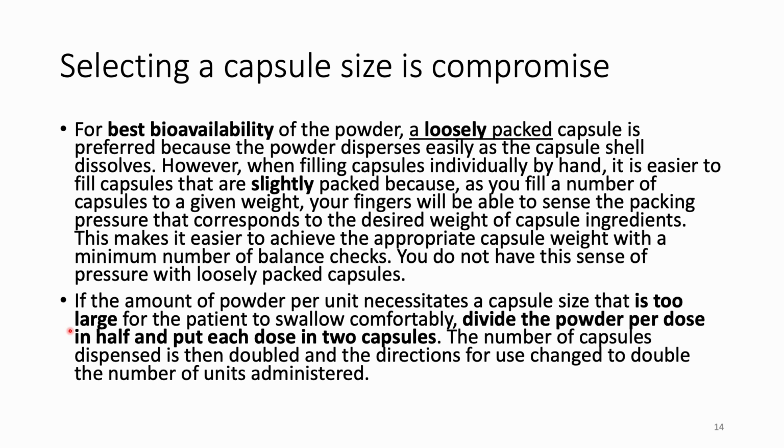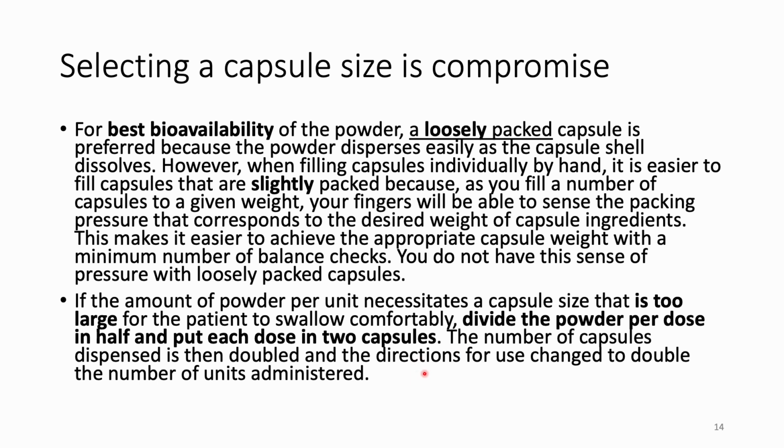The number of capsules dispensed is then doubled, and the direction changes to double the number of units administered. So in this case, if the necessary amount to put in 1 capsule is large, you have to use a very large capsule size. For example, you have to use a double zero size. But for this patient, it's difficult to swallow the double zero size, and you want to reduce the size. In this case, instead of making 1 capsule with a double zero size, you can change to a smaller size, like size 0, but you divide into 2 capsules.